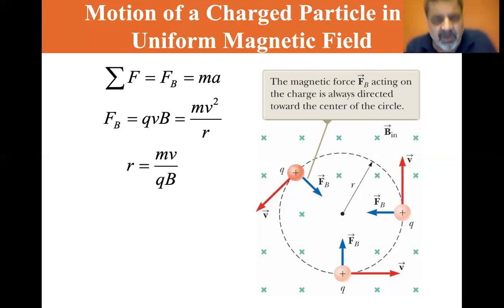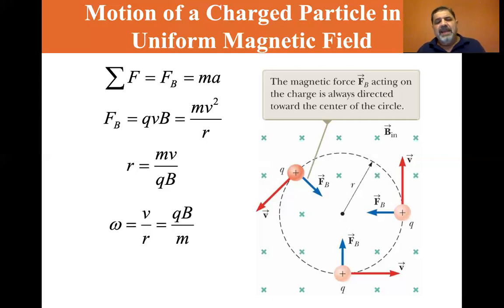Whenever you have a fraction like this, the radius is directly proportional to the velocity. So the velocity goes up, the radius goes up. The radius is inversely proportional to the magnetic field. So the magnetic field goes up, the radius goes down. Remember that for the quick quizzes that are coming up.